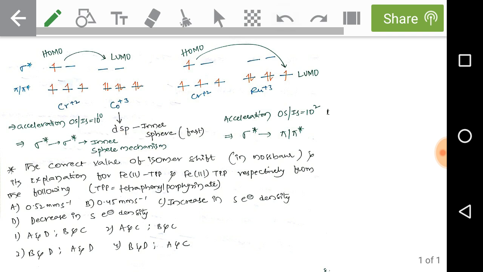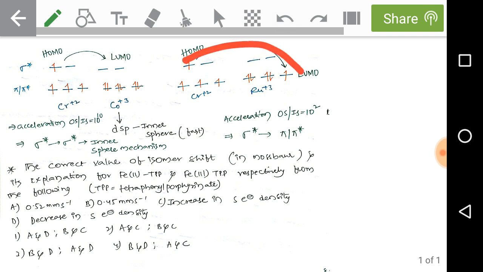Okay, right. And next one, chromium +2 to ruthenium +3, where you can observe the highest occupied molecular orbital is sigma star, and the lowest unoccupied molecular orbital on ruthenium +3 is the LUMO, that is on the pi or pi star orbital.